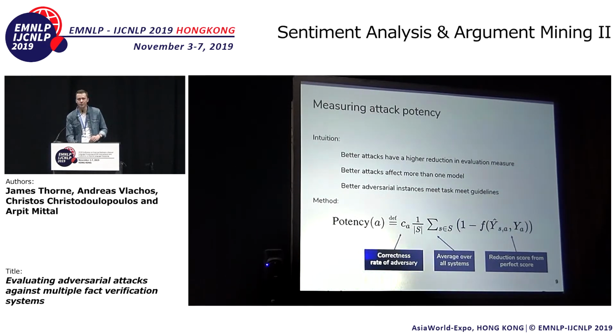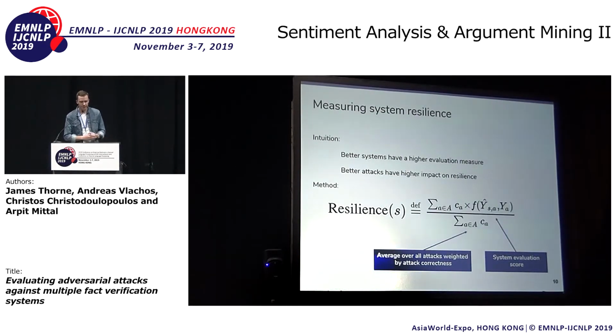And the complement to this is the system resilience. So again, our intuition is that better systems would have a higher score, but then for evaluation, we want the adversaries which are generating higher quality attacks to be weighted more than adversaries which are generating nonsense when we're evaluating our systems. And so we have a weighted average, again, with the correctness rate of the adversary which we're exposing the system to.